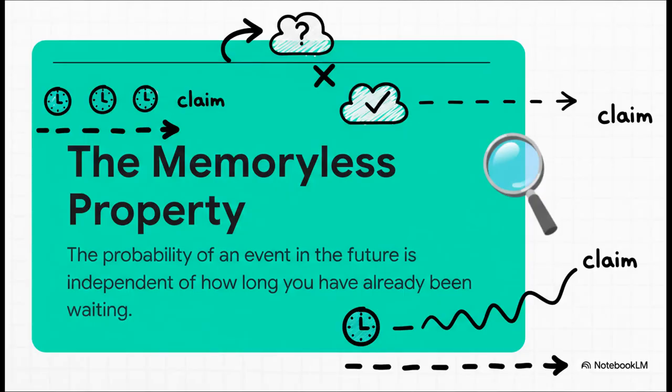Okay, now here's where it gets a little weird, but also super powerful. This whole thing has a feature called the memoryless property, and it's exactly what it sounds like. The process has zero memory of what just happened. The chance of a claim coming in this next hour is the same. It doesn't matter if a claim just happened 5 minutes ago or if it's been 5 days.